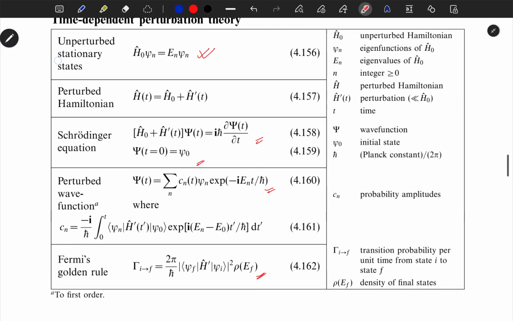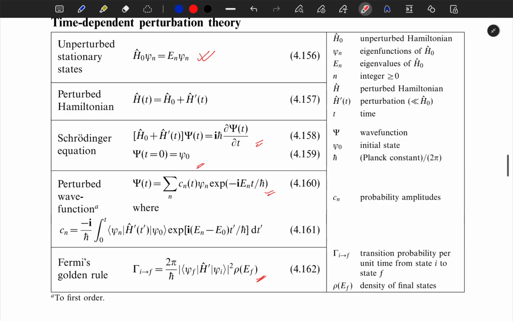Time dependent perturbation theory. So in that case we will write the total Hamiltonian as an energy operator at the right hand side, and we will calculate the wave function psi t. So psi t will be Cn of t times psi n times e to the power of the energy dependence term here. So this Cn will be calculated using these following formulas.